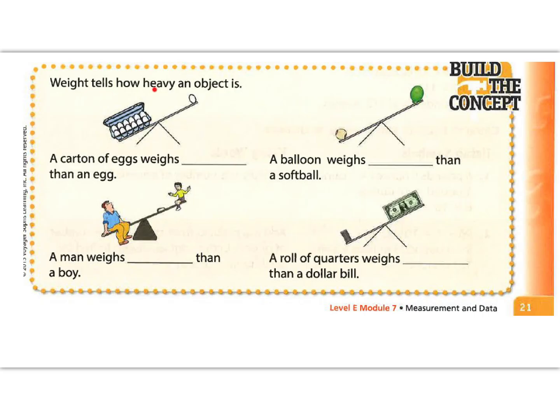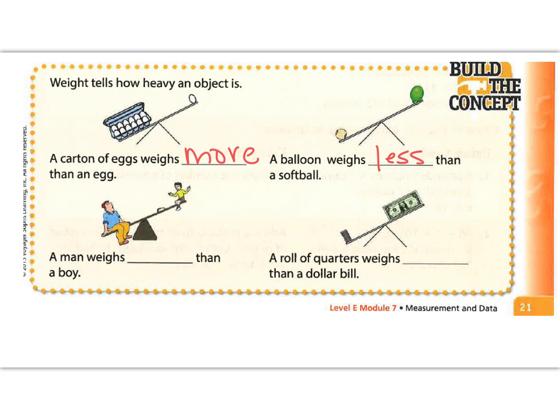This says, weight tells how heavy an object is. A carton of eggs weighs blank than an egg. Well, look at this scale. If you had a balance like this and you put a whole carton of eggs, that weighs more than just 1 egg. Over here, you have a scale again. It says a balloon weighs more or less than a softball? Well, less. It goes up. The softball weighs more, so the balloon weighs less than the softball.